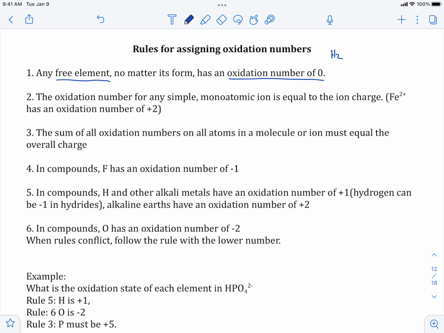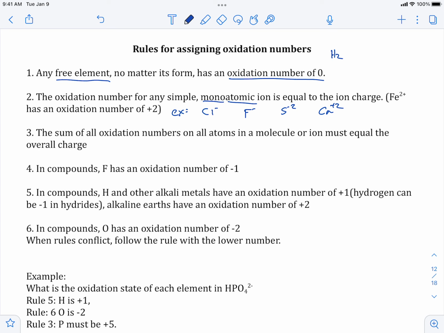Rule 2. The oxidation number for any simple ion is equal to that charge. So if the equation showed like Cl minus, well, the oxidation number on chlorine would be -1. That's what we mean by simple monoatomic ion, meaning an ion made up of one atom. Like F minus would be -1, right? S minus 2 would be -2. Ca plus 2 would be oxidation number +2. So simple ions are very straightforward. The oxidation number simply is the charge.